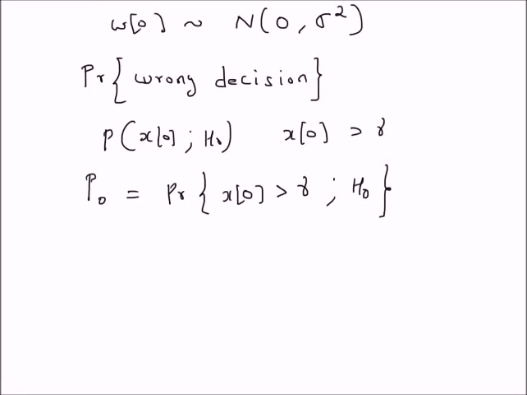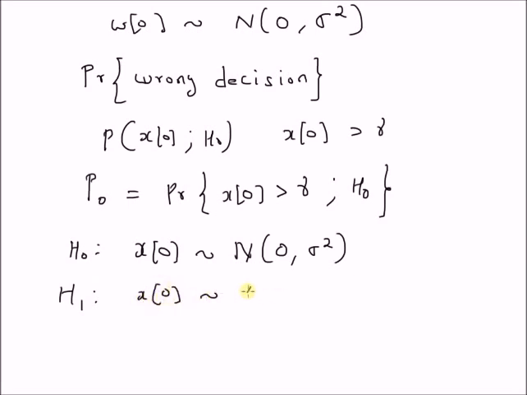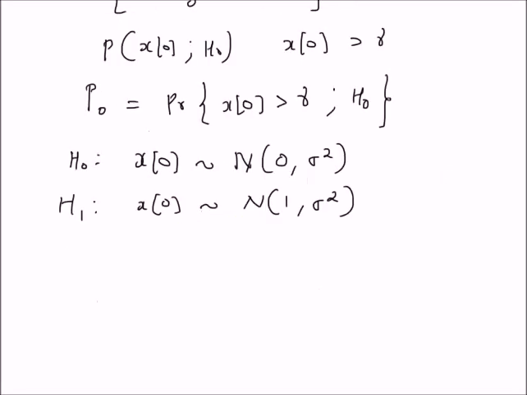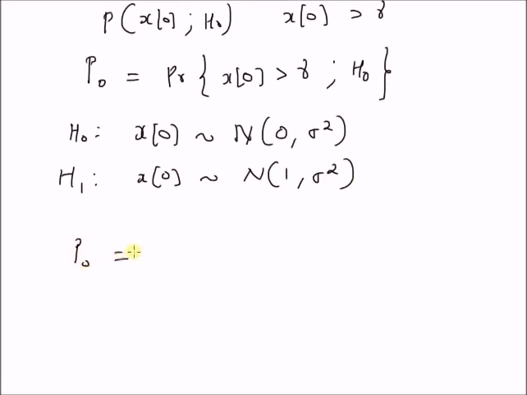Since the noise component W of 0 has a normal distribution, under the null hypothesis the observation x of 0 follows a normal distribution with mean 0 and variance sigma square. Under the alternate hypothesis, the observation again follows a normal distribution with mean equal to 1 and variance equal to sigma square. So we can calculate the probability P0 as the integral from gamma to infinity of the distribution of x of 0 under the null hypothesis.